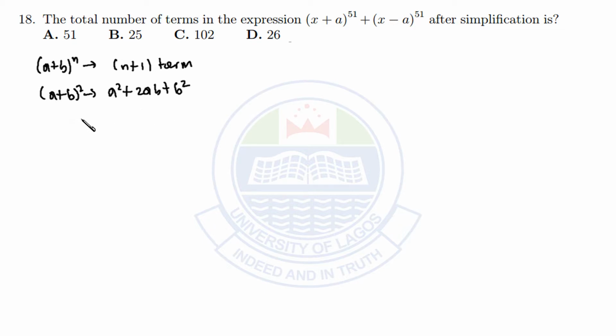Likewise, if you are expanding a plus b raised to power 3, you are going to have 4 terms. So generally, anytime you are expanding a plus b raised to power n, you are going to have n plus 1 terms.